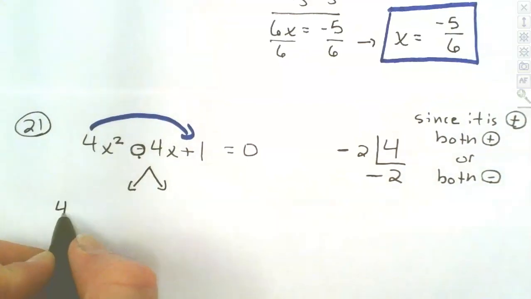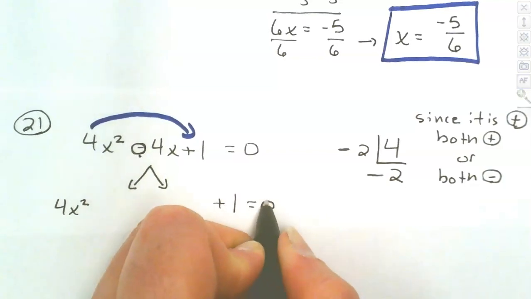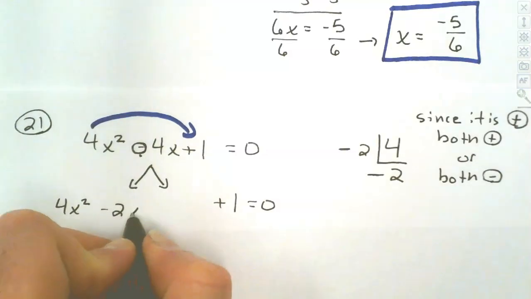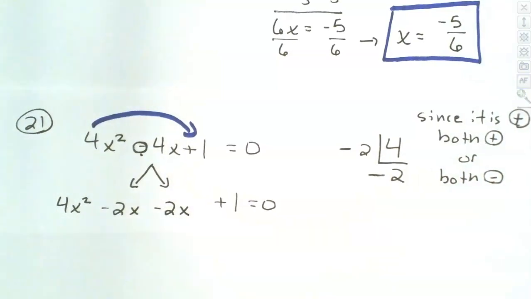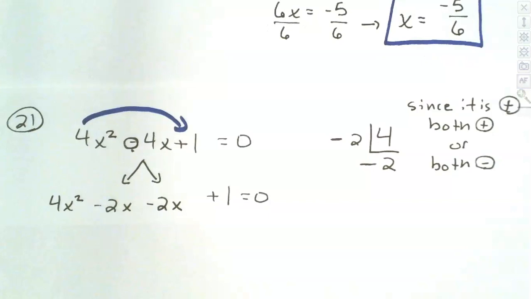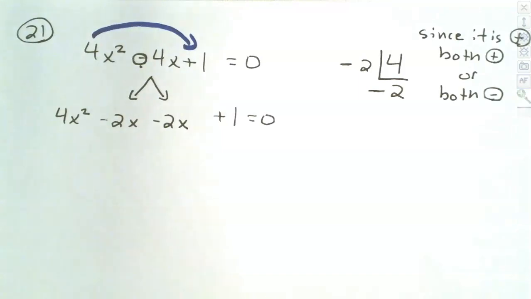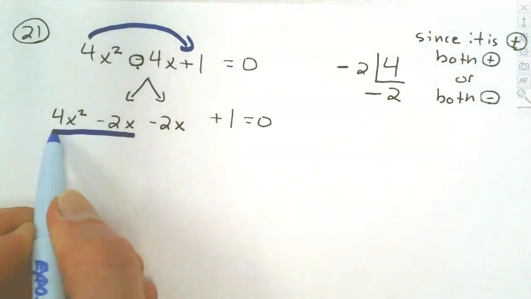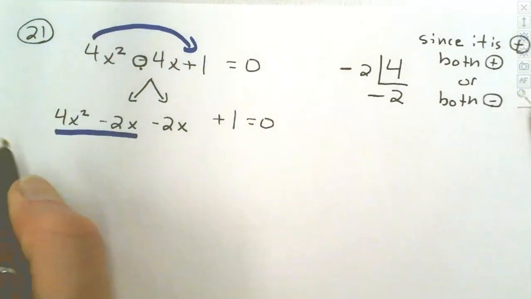So we've got our 4x squared, that comes down. We've got our positive 1. And what do we do with the negative 4 in the middle? We split that up into a minus 2x and a minus 2x. Everyone all right so far? Let's see what we're doing. Okay. Now, what can I factor out of the first two pieces? What can come out of here? Yep, 2 and an x can come out.